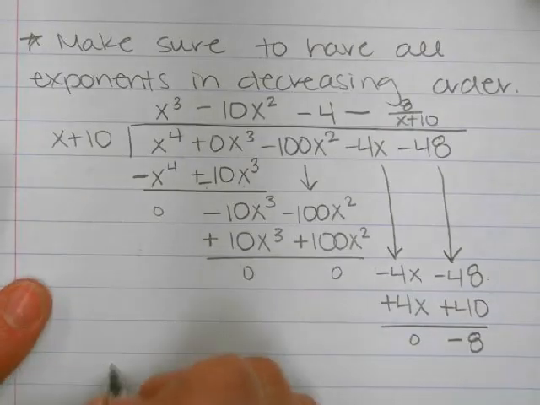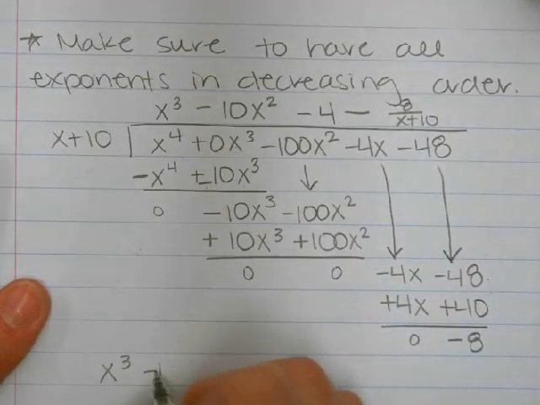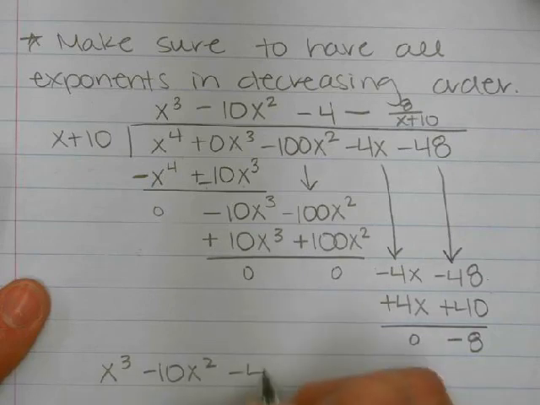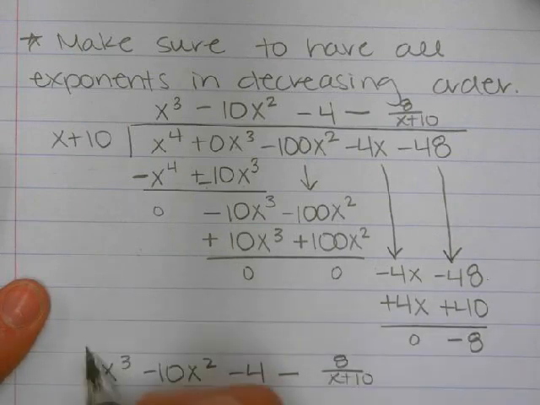So when I divide those things, I get x to the third minus 10x squared minus 4 minus 8 over x plus 10.